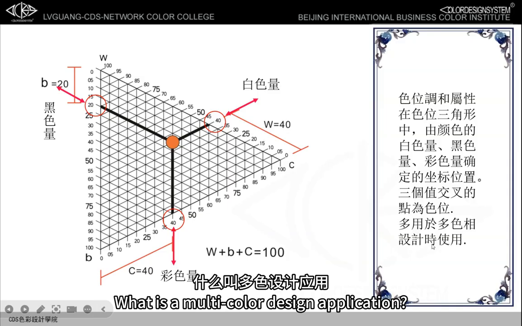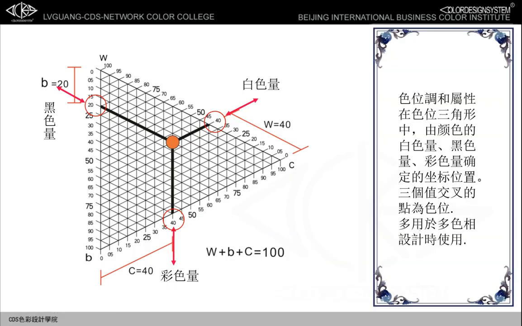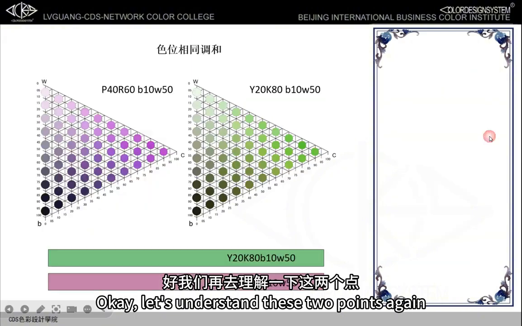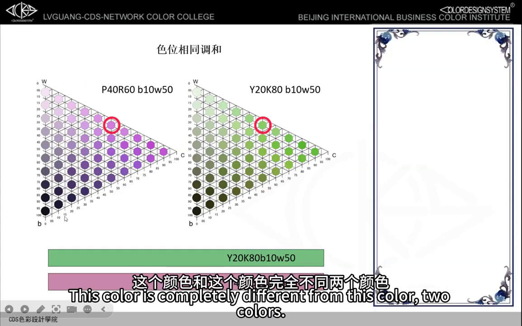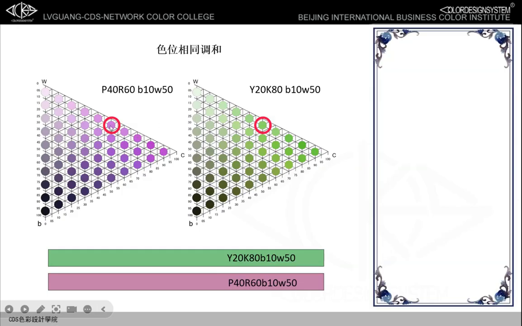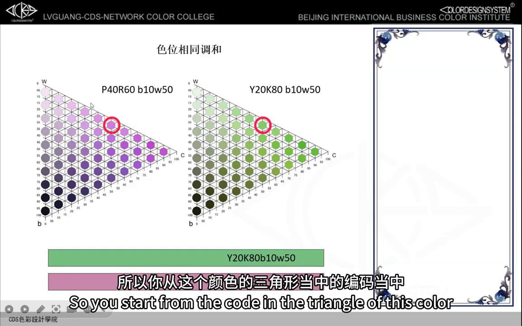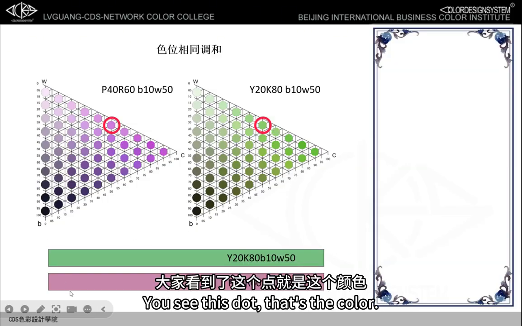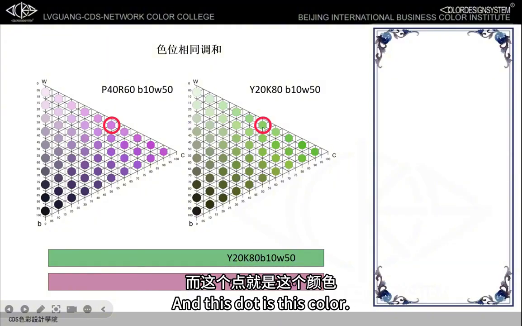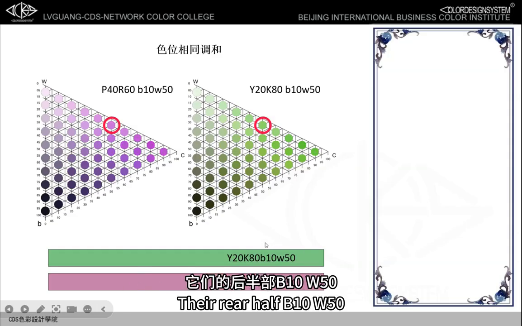What is a multi-color design application? In future color design lectures, I'll introduce it to you again. Okay, let's understand these 2 points again. These are two completely different shades. We see this color is completely different from this color, two colors. But the colors inside their 2 red circles are in exactly the same location. So if you start from the code in the color triangle, you will see that it is W50, and in this triangle, in its code, it is also W50. So they're identical in the color features presented. You see this dot, that's this color, and this dot is this color. Between the two of them, there will be B10W50.